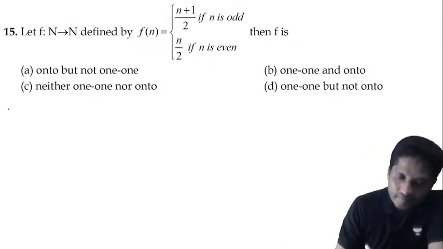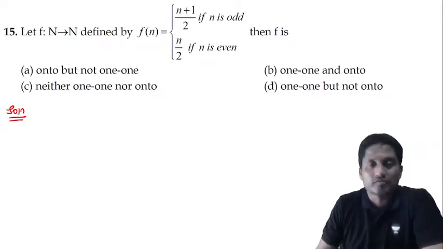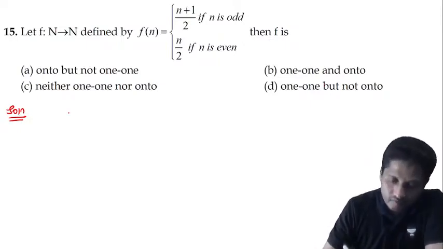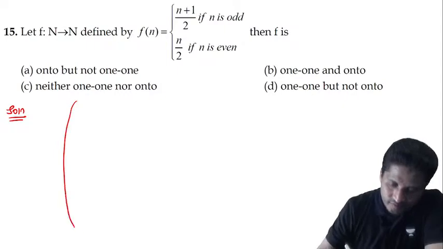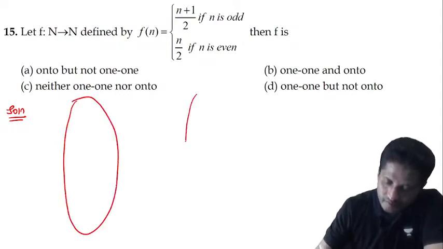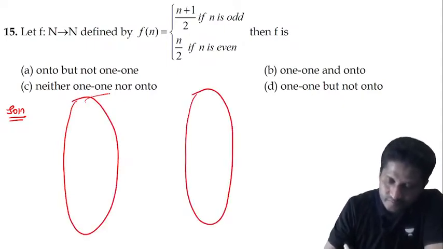F is a function from N to N, and f of n is given. You have to check which of the following is true. Right? So f will be the function. This will be the domain. This will be the codomain. F is a function from N to N.